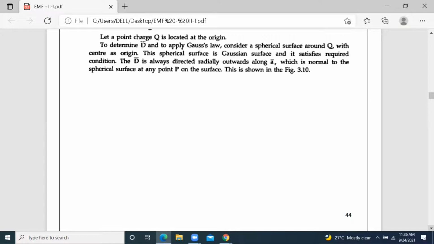So let's consider a point charge at the origin. That's x equals 0, y equals 0, z equals 0. Right? So what we have learned so far is to find E, or by extension D, equal Q over 4 pi epsilon naught R square AR.